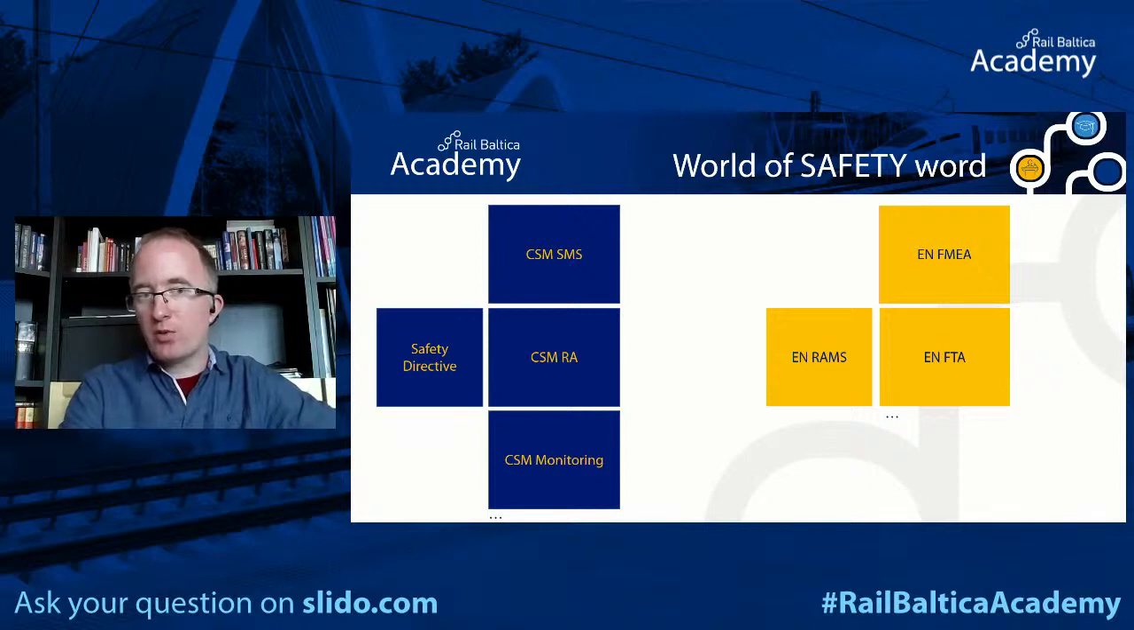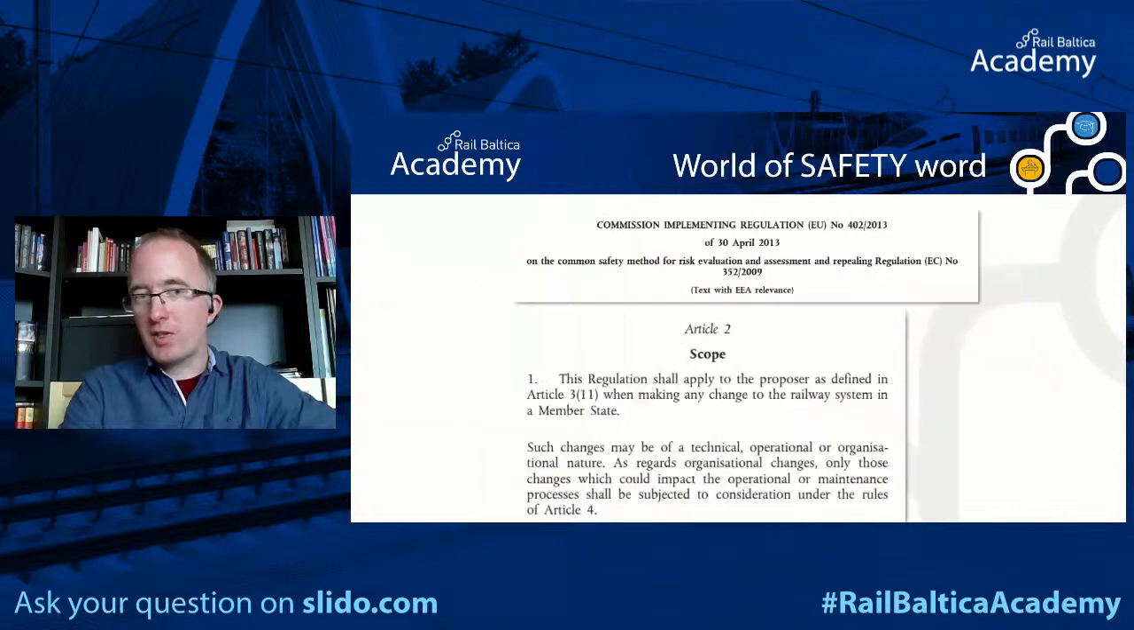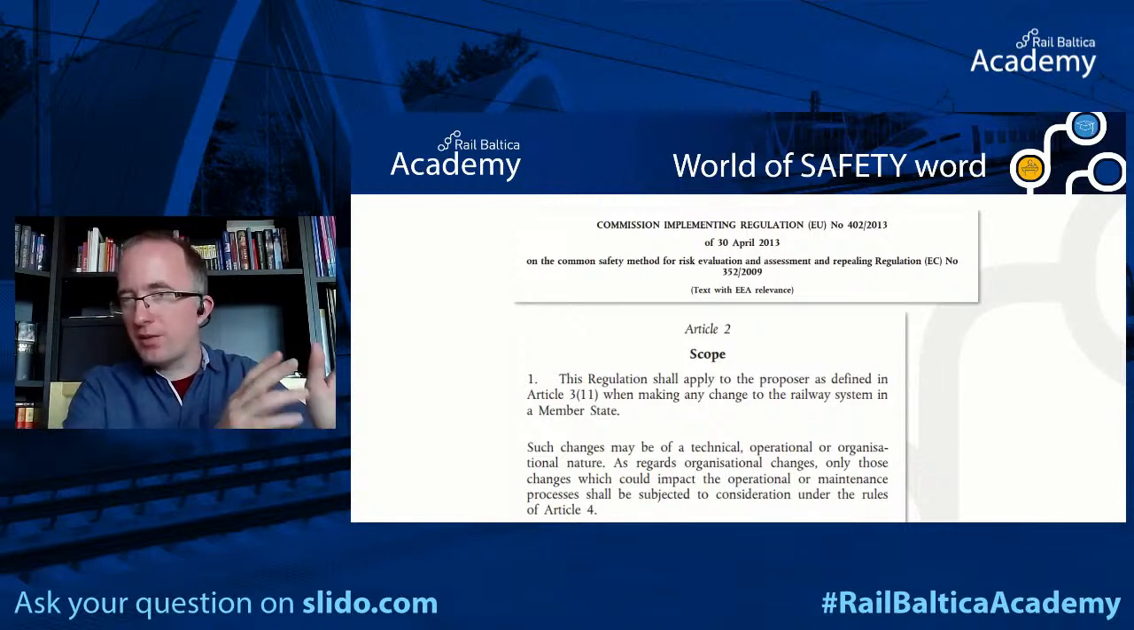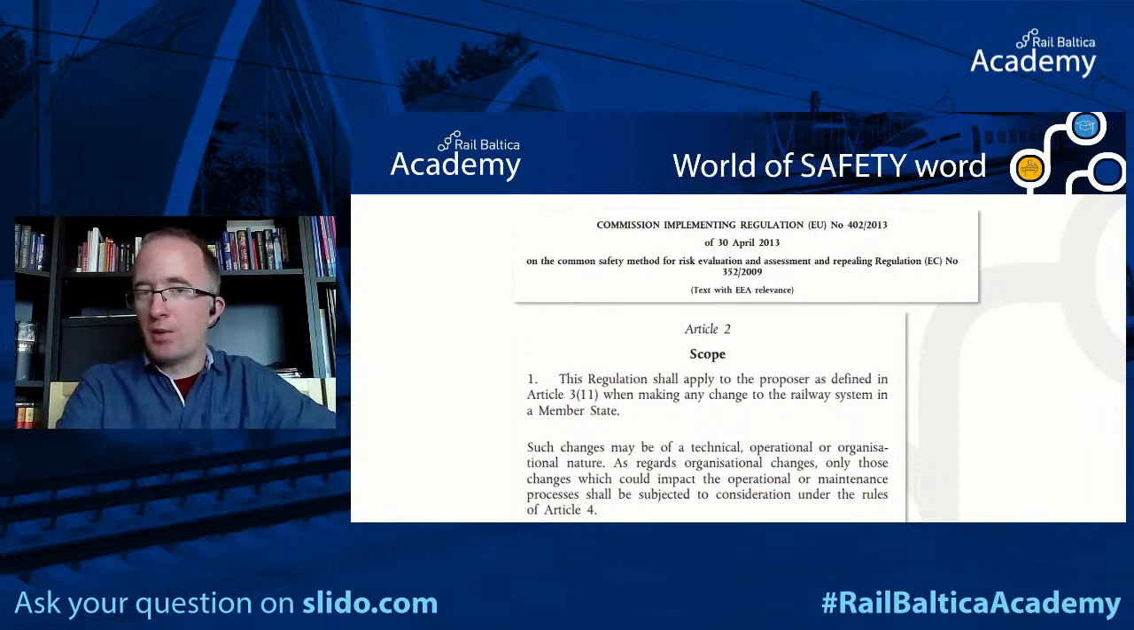As I said, the most important from our point of view will be this common safety method on risk assessment. If we open it, then we can easily check the scope of the regulation. As you can see here, the regulation shall apply to the proposer, as defined elsewhere, when making any change to the railway system in a member state of the European Union. And the changes may be of a technical, operational, or organizational nature. So basically all the changes are in scope of this regulation. If an organization is dealing with railway matters, if it is a railway infrastructure manager or railway undertaking, and there is a change that should be introduced by this organization, then definitely this regulation should be used.